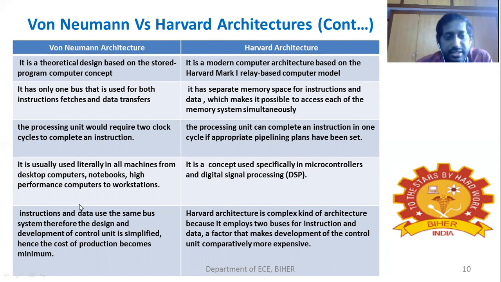In Von Neumann architecture, instructions and data use the same bus. And Harvard architecture is a complex kind of architecture because it employs two buses for instruction and data. This factor makes development of the control unit comparatively more expensive, because we need to process speech signals and image signals, so the cost is high. So it is an expensive one.